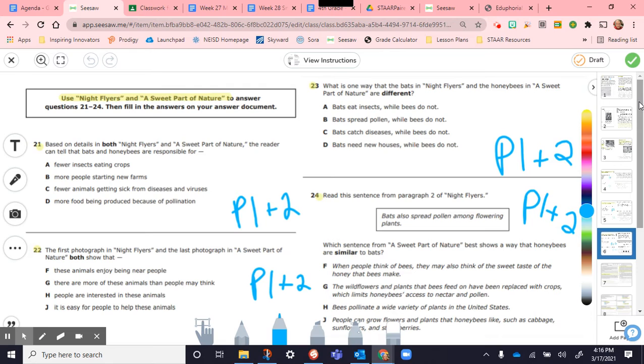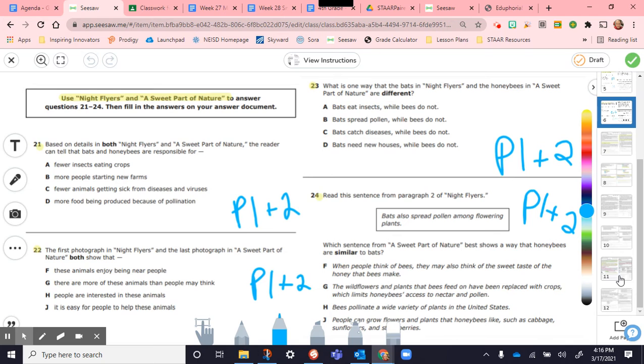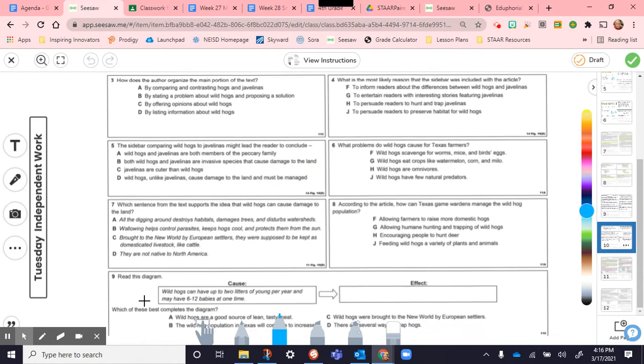Then, while I've got this open, later on in the day, where is it? Right here. We did the Wild Hogs of Texas, so we'll finish this up tomorrow, and this is due Friday, so we'll finish this up throughout the week. But we went ahead and got started reading about the Wild Hogs of Texas. So this is going to be a graded assignment. So students worked on this independently, and then it starts off with questions 1 and 2 here, and goes down to 9 at the bottom.